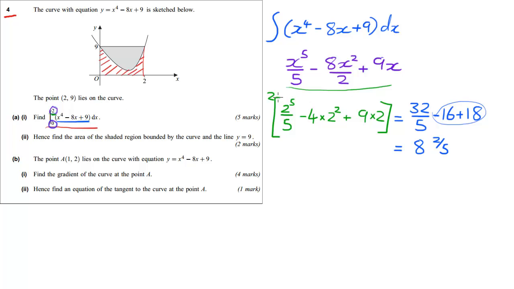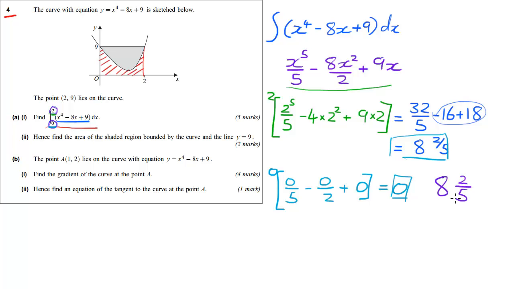So then we have our 2. Let's look at our lower constraint there. So we have a 0 here. Put 0 in. Well, we're going to get 0 over 5 minus 0 over 2 plus 9 times 0. This whole thing is going to equal 0. So normally what we would do is take this value and say this take away this is equal to this area here. Well, we can do that, but it's 0. So our answer for integrating this area here is 8 and 2/5, or 8.4, whichever you prefer.